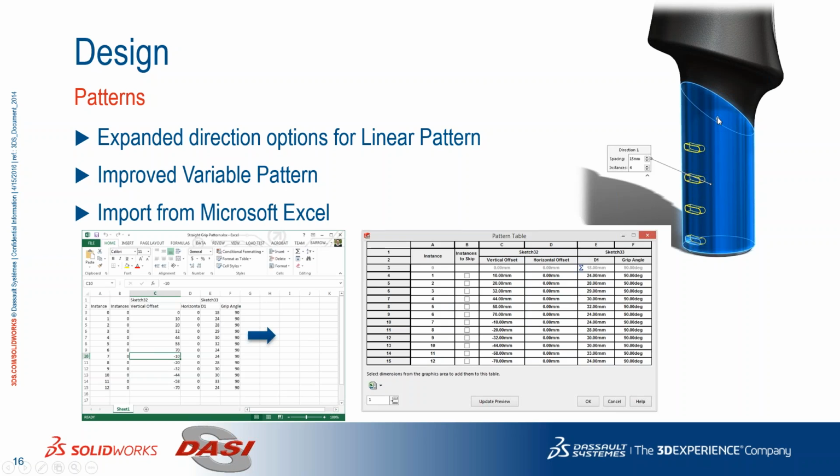So we did a little bit with linear patterns where we selected cylindrical bodies instead of just linear edges or features in order to drive the direction. And with the improved variable pattern, we can import things through Microsoft Excel and just get a lot more power at our fingertips to create more dynamic pattern tables using things like formulas and concatenation and other Excel-specific types of capabilities.